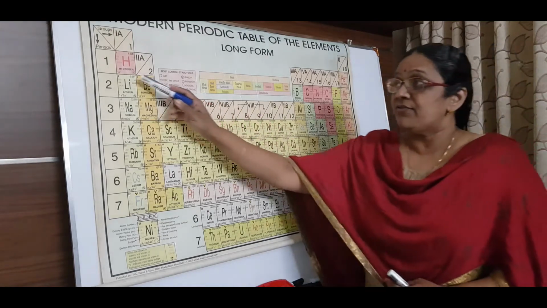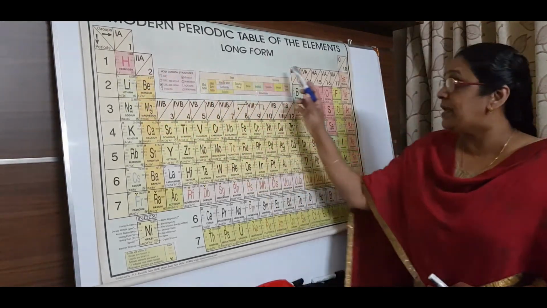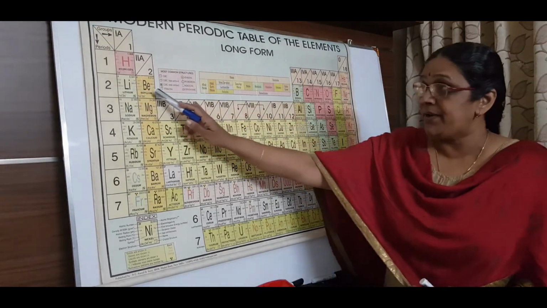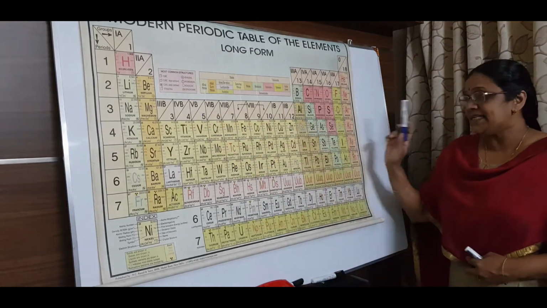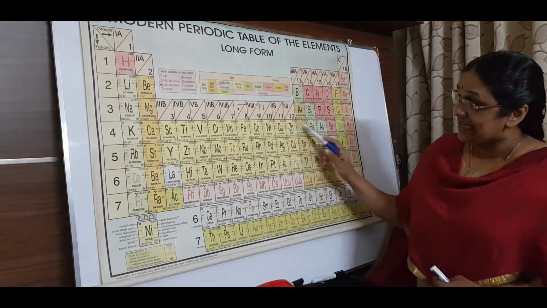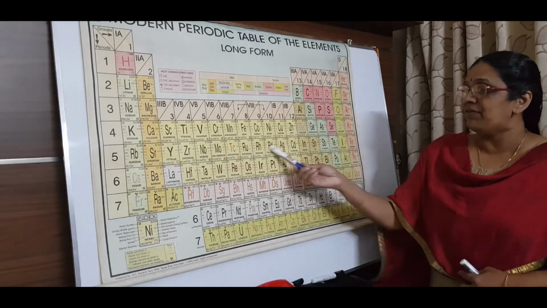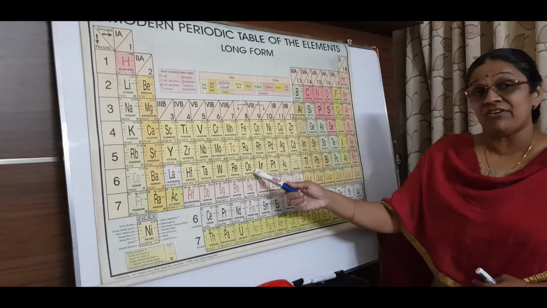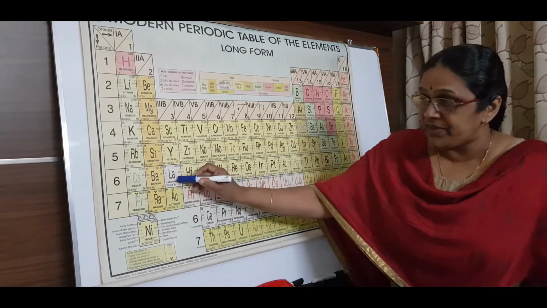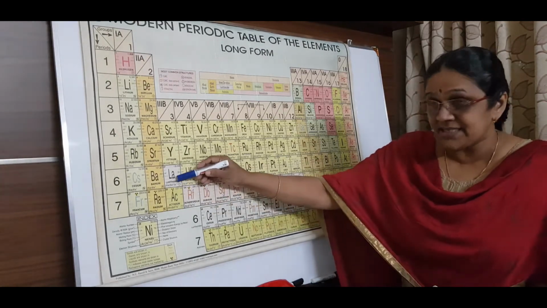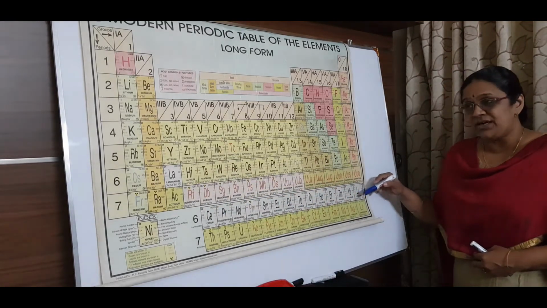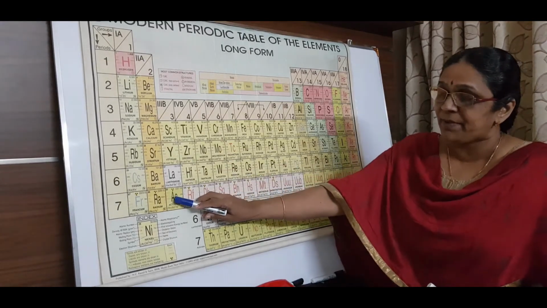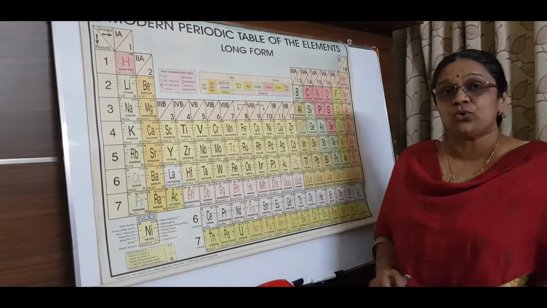Okay. That is, the first period has how many elements? 2 elements. The second period has 8 elements. The third again has 8 elements. The fourth has 18 elements. The fifth again has 18 elements. The sixth has 32 elements, because it goes from the lanthanides, coming to the 14 elements of the lanthanoids. Then the 7th period again has 32 elements.